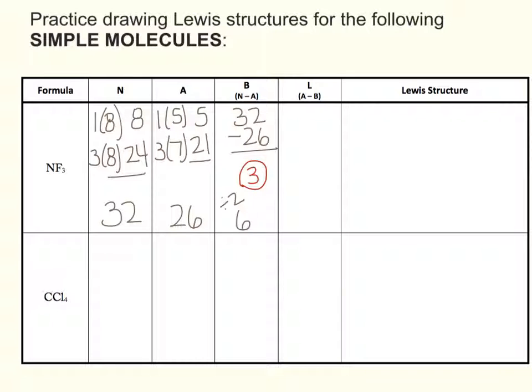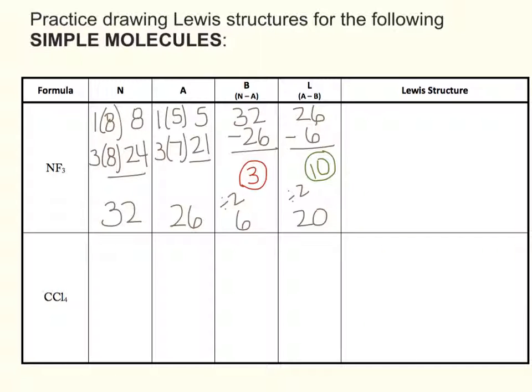L is A minus B. So 26 minus the 6. So not the 3 bonds, but the 6 bonding electrons. When we do that math, we get 20. Again, that's the total electrons involved in lone pairs. But we want to know how many lone pairs there are. So we're going to divide that number by 2, and that will tell us that there are 10 lone pairs. I've circled the 3 and the 10 because those are the numbers that we will actually use when drawing the Lewis structures.